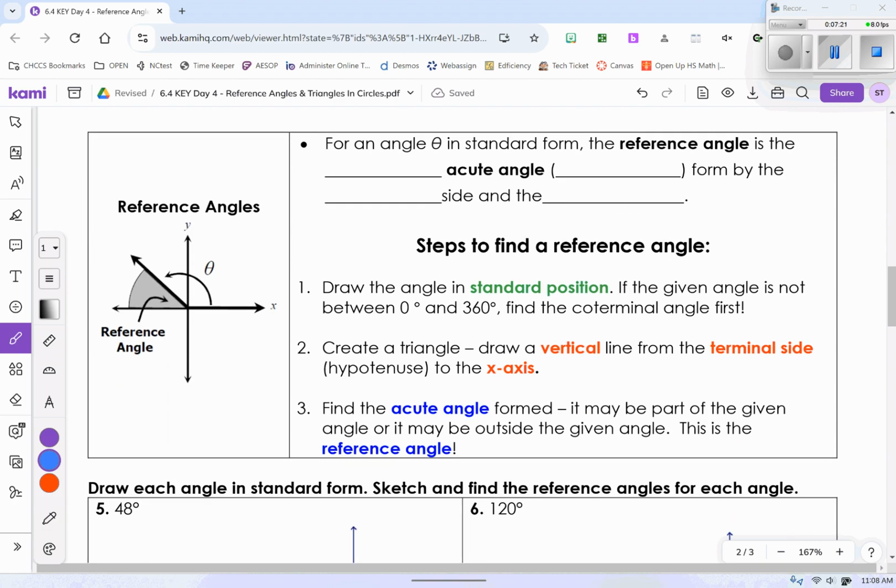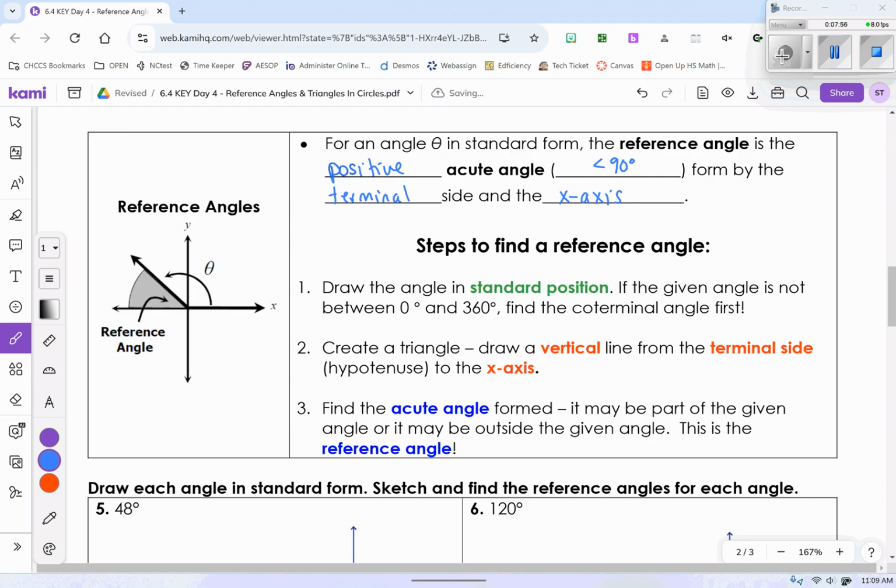Next, let's look at reference angles. For an angle in standard form, the reference angle is the positive acute angle. So what's an acute angle? An acute angle is less than 90 degrees, and formed by the terminal side and the x-axis.